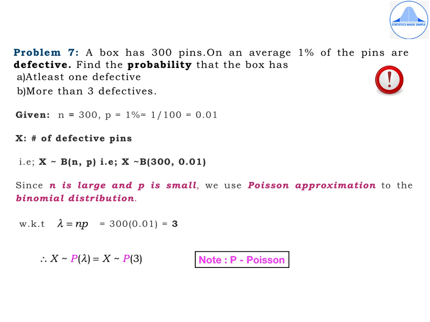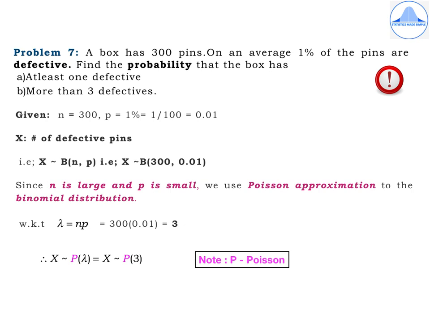Problem 7. A box has 300 pins. On an average, 1% of the pins are defective. Find the probability that the box has, first subdivision, at least one defective, second subdivision, more than 3 defectives.